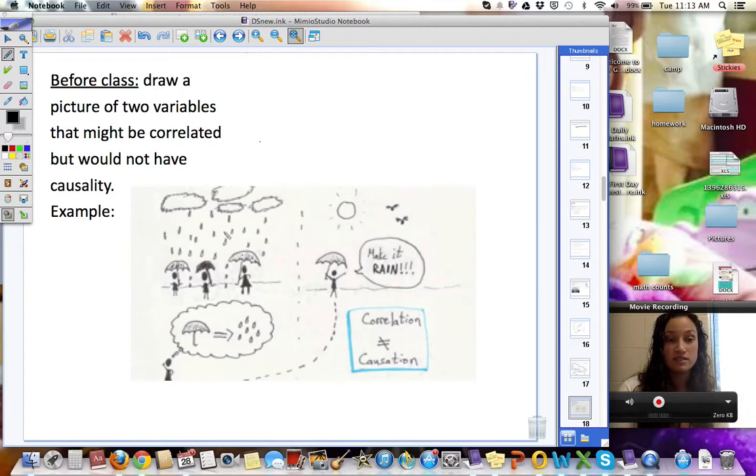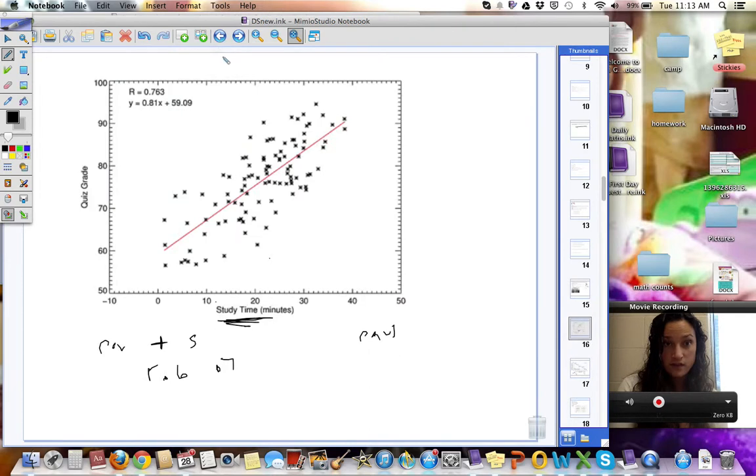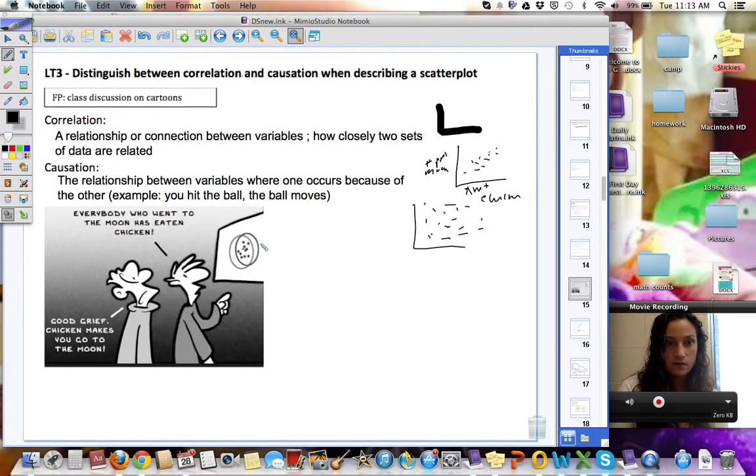So let me show you this example. There is a correlation between rain and umbrellas, right? When it rains, people have umbrellas. So the amount of rain plus the amount of umbrellas. So what it's saying is, if you have an umbrella, does the umbrella cause rain? If I walk outside and I take my umbrella, does that mean it's going to start raining? No, it does not mean that. Just like this one, this is another one. Just because a lot of people eat chicken, it doesn't mean chicken goes to the moon. So you can do a cartoon like this as well.